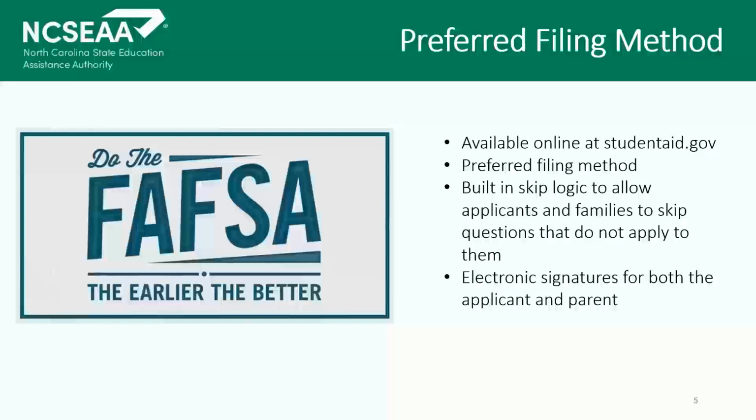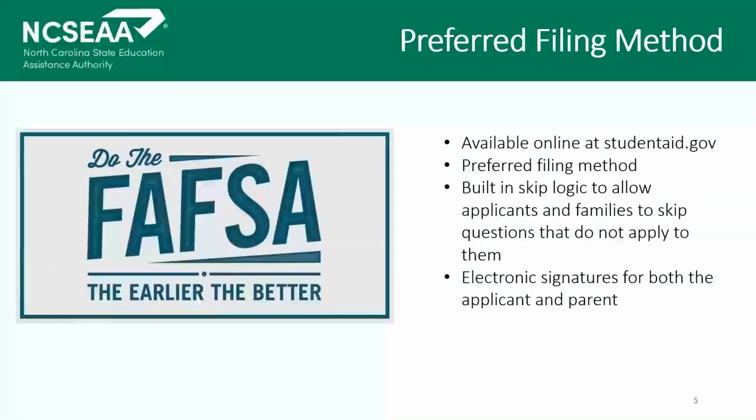Again, studentaid.gov is the website to complete the application. This is the preferred method because there is built-in skip logic that allows students to skip questions based on how they answer other questions. Depending on their answers, they may be able to skip information that doesn't apply to them, which streamlines the process for the student.